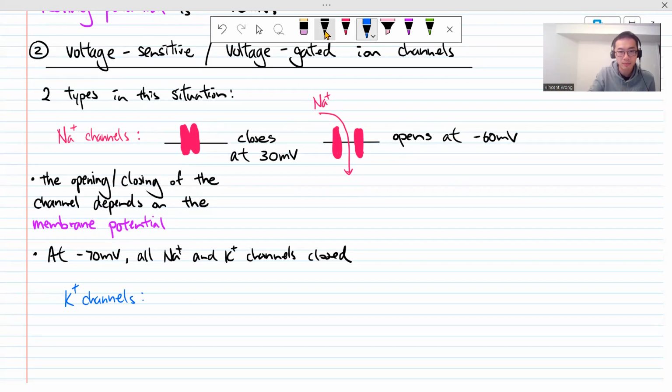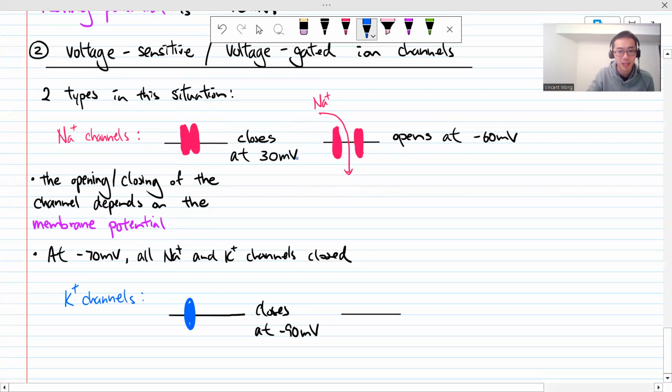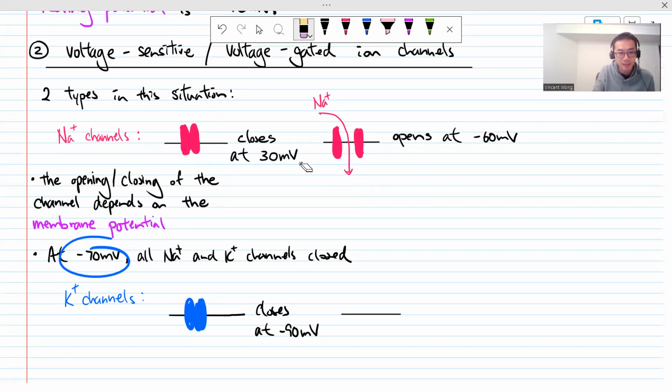Okay, so we have two states. It closes at minus 90. I know it's really confusing, because some of you might be wondering, wait, if it closes at minus 90, then why does it close at minus 70, right? I'll explain. Just give me a second here.